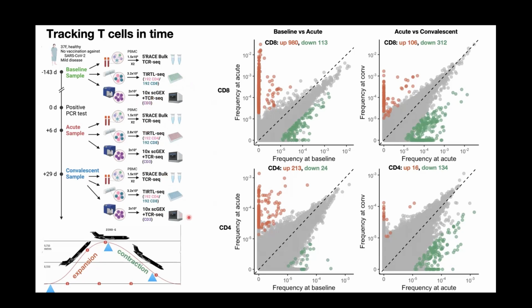And basically, TIRTL-seq is like hundreds of replicates of bulk repertoire. And what you can do to figure out the clone frequency, you could just average clone frequency over all these wells, over all the replicates where the clone is sampled or not sampled. And after this average, you have these dots. This is in log scale. This is the average frequency of clone at baseline plate. This is the average frequency of clone at acute plate, right?